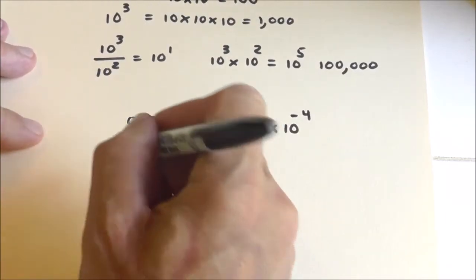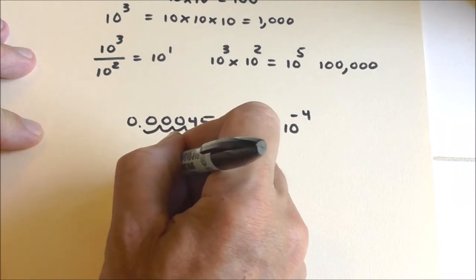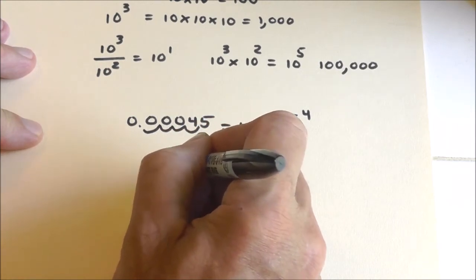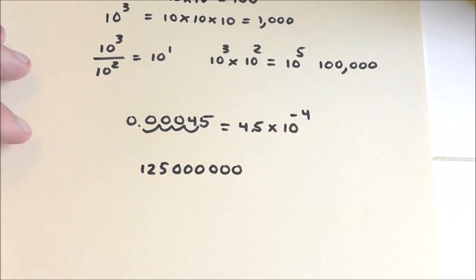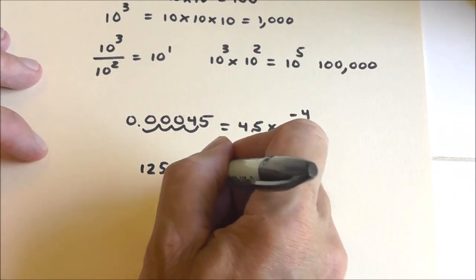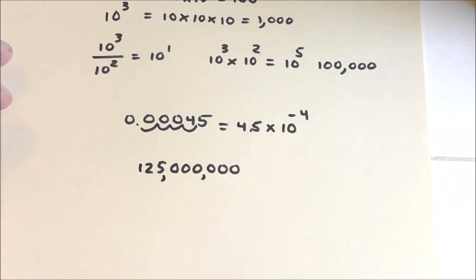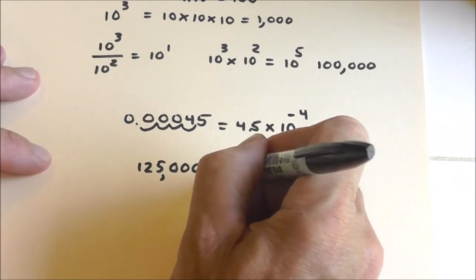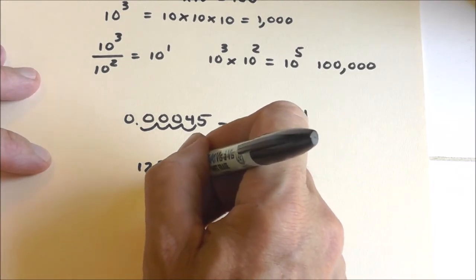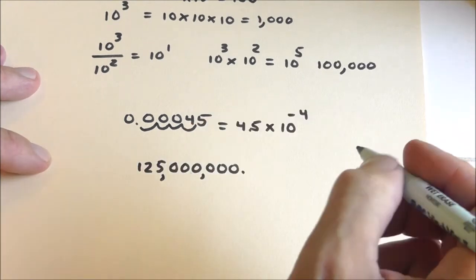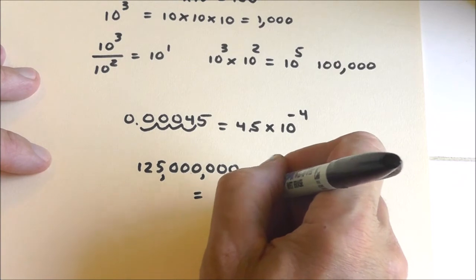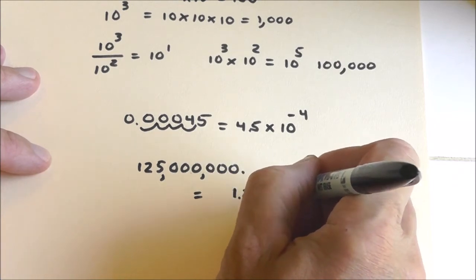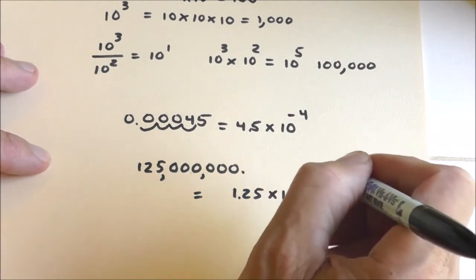So let's take some big, huge number. 125. I won't put commas in there. I want to get away from that. No, let's put the commas in there. All right. And then I've got to move the decimal point from there to 1, 2, 3, 4, 5, 6, 7, 8. All right? So that would be 1.25 times 10 to the positive 8.